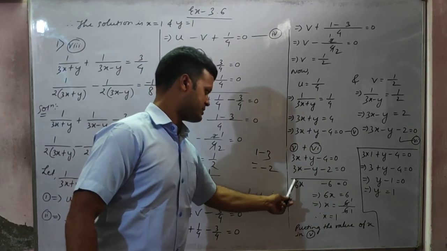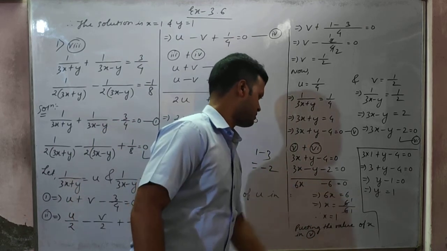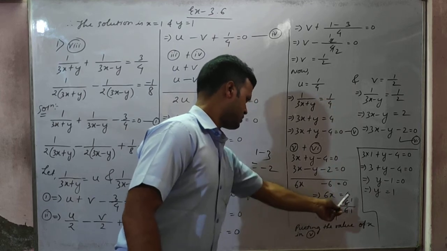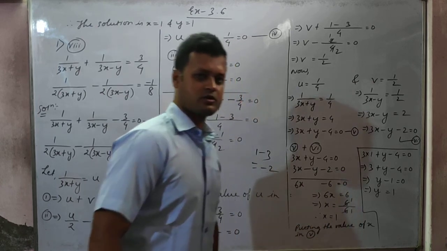Both are cancelled. 3x plus 3x will become 6x. Minus 4 minus 2 will become minus 6. Minus 6 you take to the right hand side, it will become plus 6. 6x is equal to 6. 6 is multiplied here, take to the other side. 6 and 6 is cancelled. So x is equal to 1.